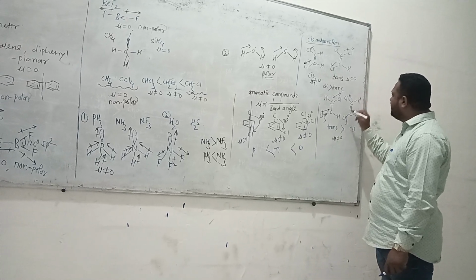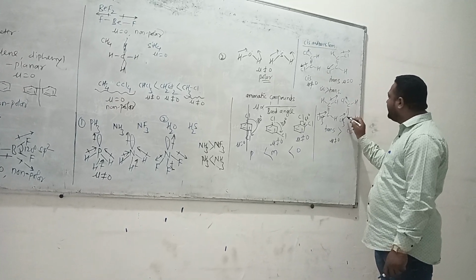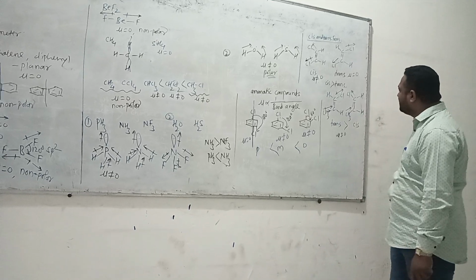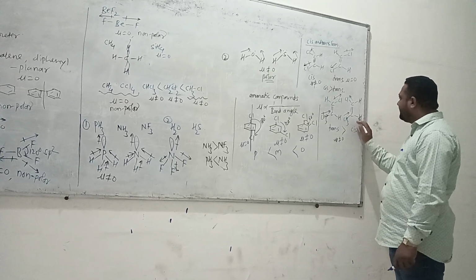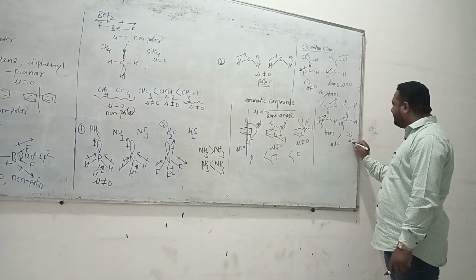Here, chlorine is more electronegative. Here, this double bonded carbon molecule. In this case, dipole moment value is less, meaning 0.